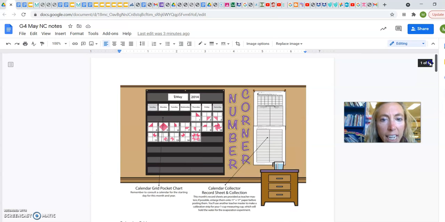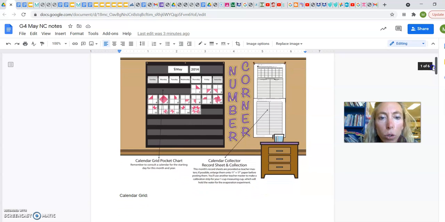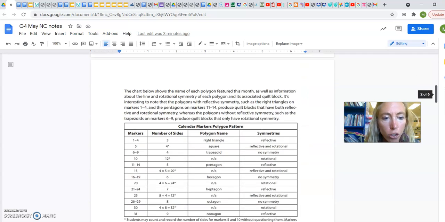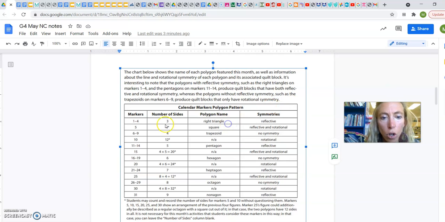Okay, fourth grade team, we have Number Corner coming at you. What's really cool is Calendar Grid is all about shapes and symmetry. What's nice about this little thing is it's a teacher key for you to know what markers are what shape, being specific about that shape, and then what type of symmetry it has.